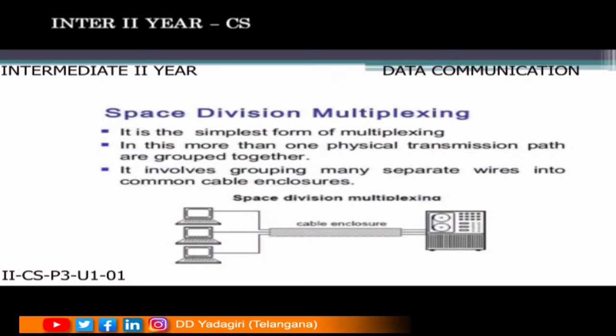Space division multiplexing is the simplest form of multiplexing. In this, more than one physical transmission path are grouped together. It involves grouping many separate wires into common cable enclosures.